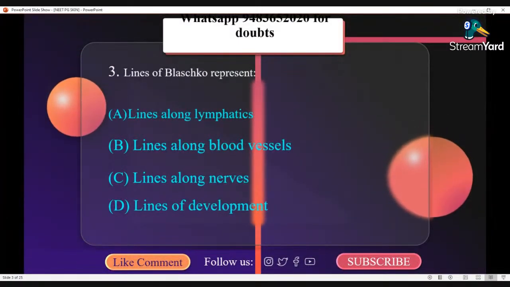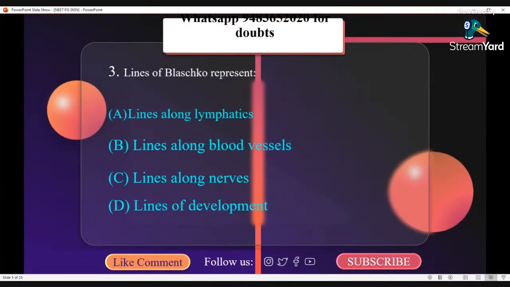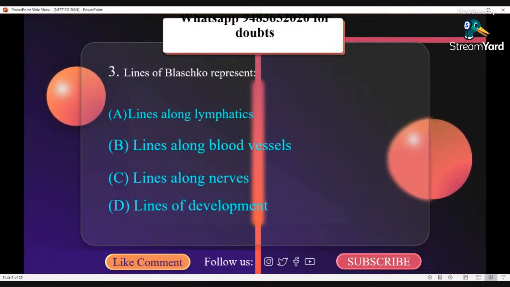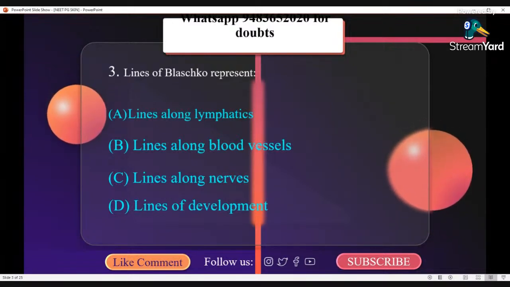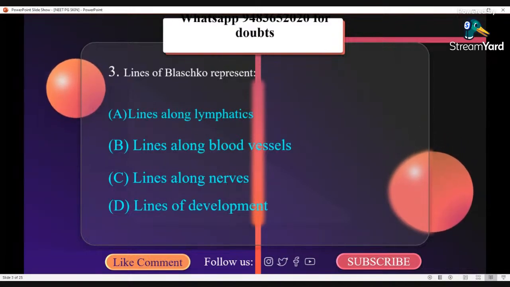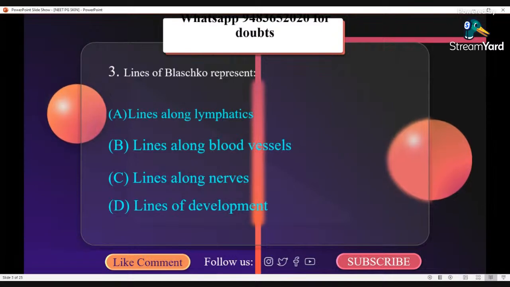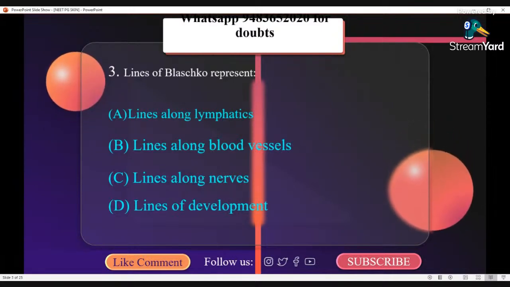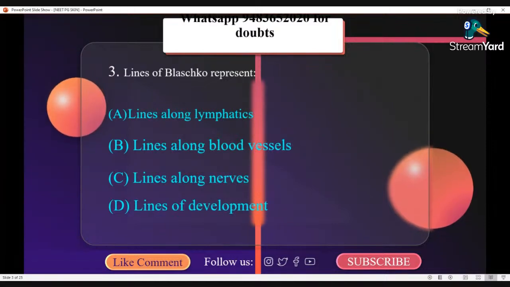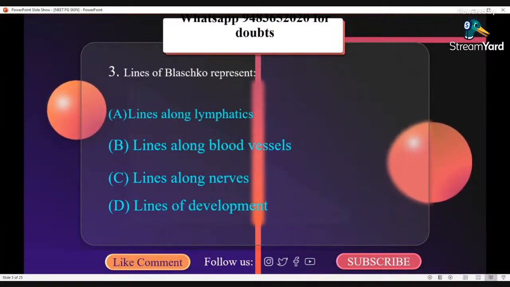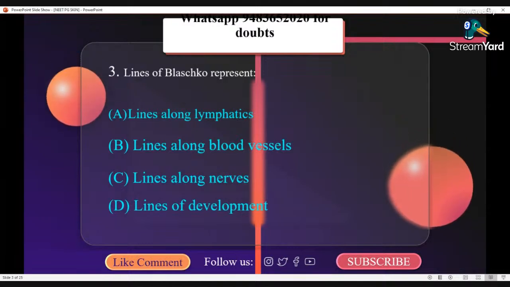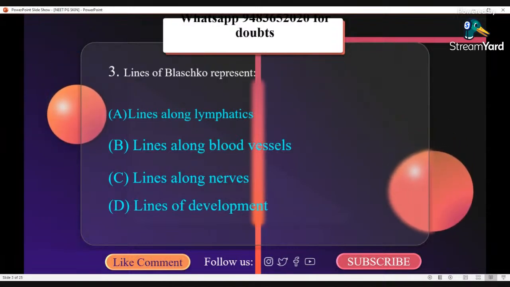Lines of Blaschko. Lines of Blaschko represent A. Lines along the lymphatics, B. Lines along the blood vessels, C. Lines along the nerves, and D. Lines of development. Do you remember what lines of Blaschko are? If you remember, type in the comment box what lines of Blaschko are.